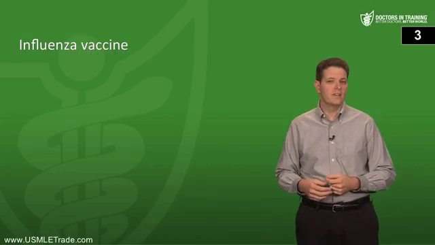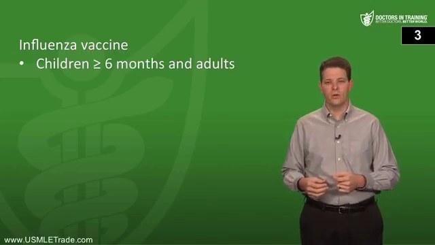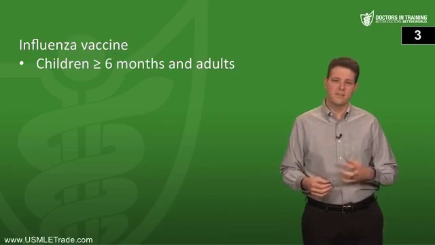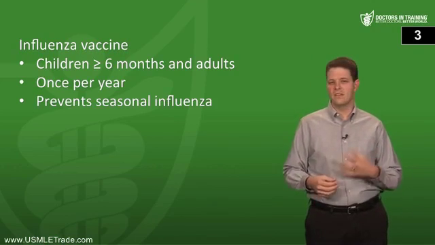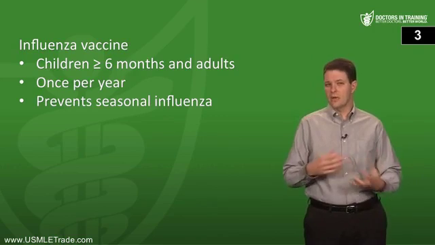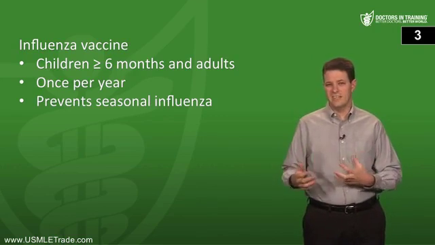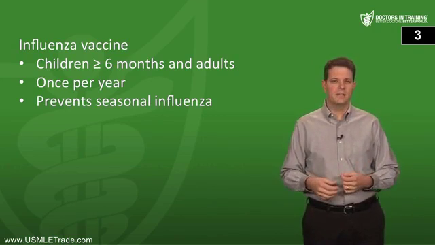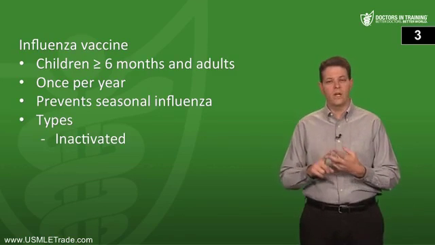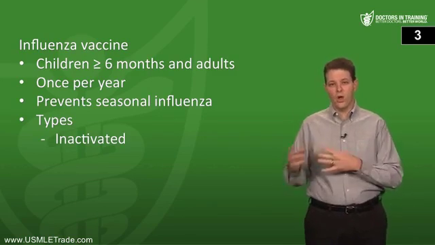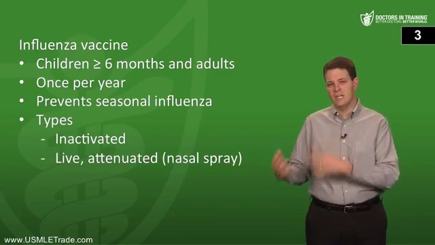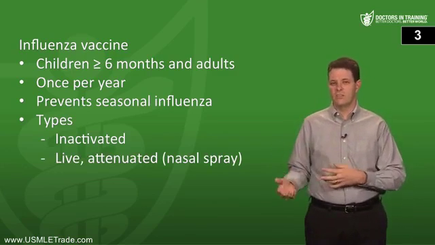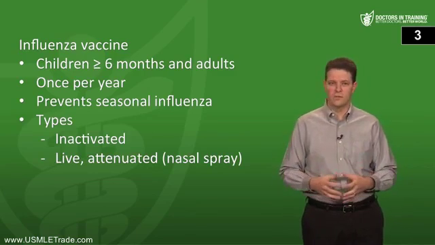The influenza vaccine is recommended both for children 6 months and older and also for adults. And this is given once a year. This prevents seasonal influenza. The predominant strains of influenza virus that circulate and cause disease change every year, which is why we have to get a flu shot annually. But the flu shot contains either inactivated virus or recombinant viral proteins. Then there's also a flu vaccine that's a live attenuated virus. And that's given as a nasal spray, which is great for people who are scared of needles.